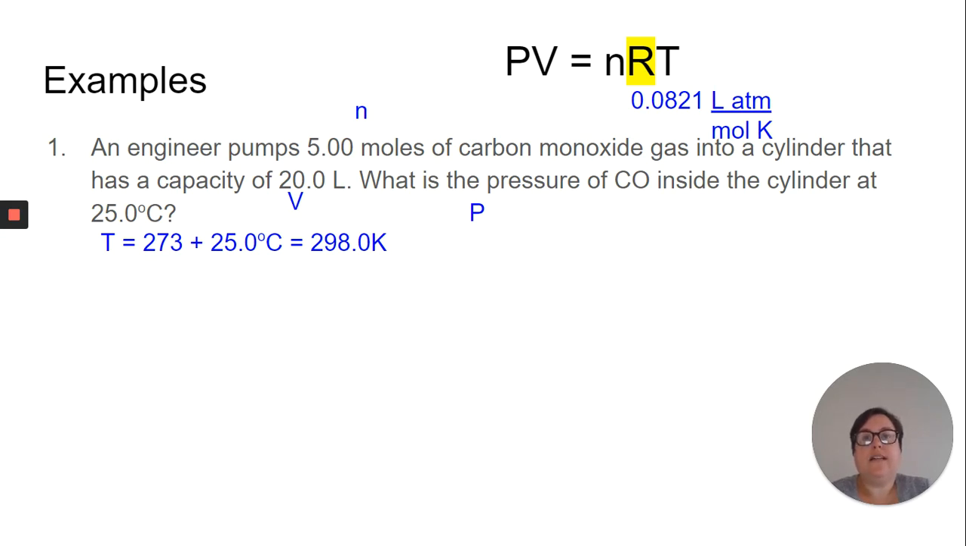Again, those units are telling you what everything else has to be in. So my volume's in liters, my pressure is going to end up being in ATM, my N value is in moles, or my amount is in moles, and then my temperature is in Kelvin. So now we can take PV equals nRT and plug in the values that we know.